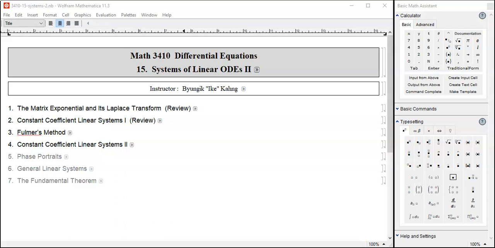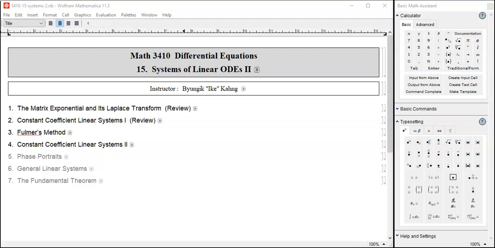This notebook consists of 7 sections, among which we have 3 optional sections toward the end, sections 5, 6, and 7, and these are highly theoretical. Also the first 2 sections are reviews, mostly on lesson 14, but some of them refer all the way back to lesson 13. Now that leaves only 2 sections here, sections 3 and 4.